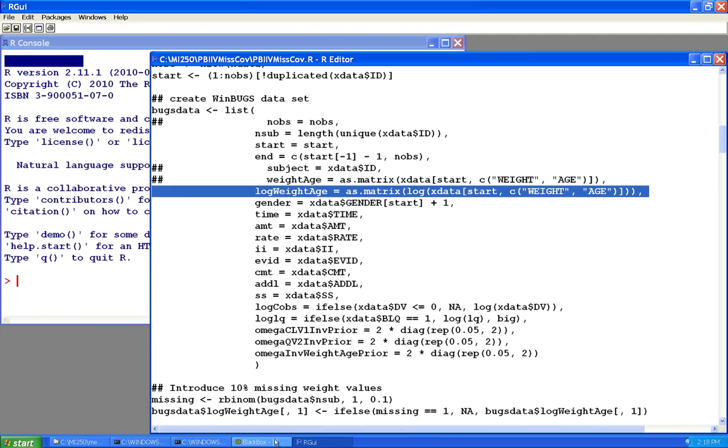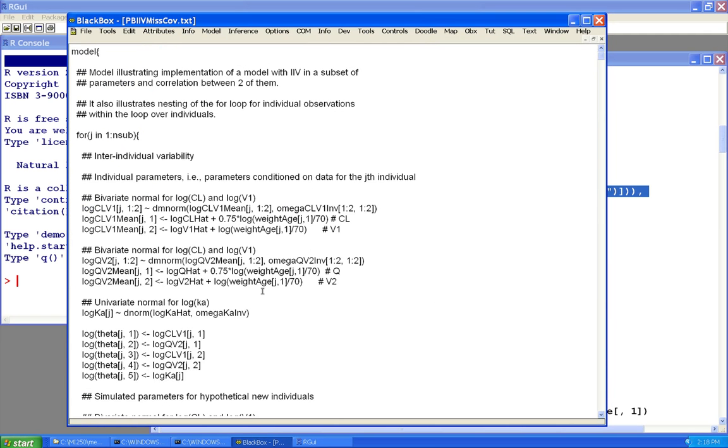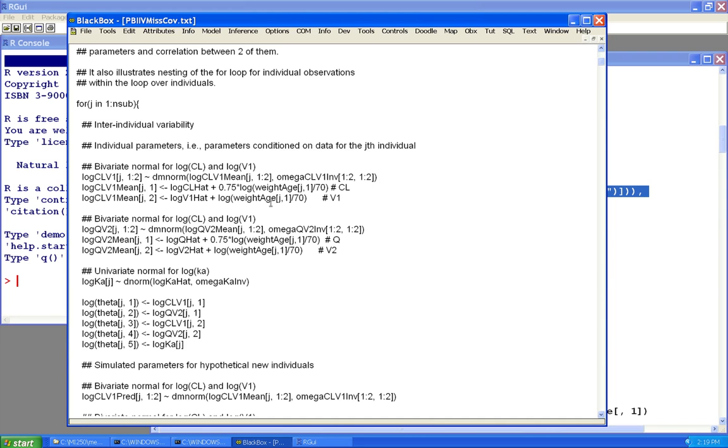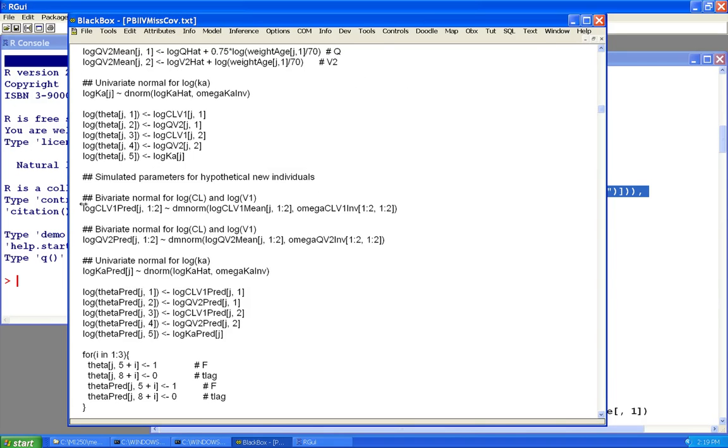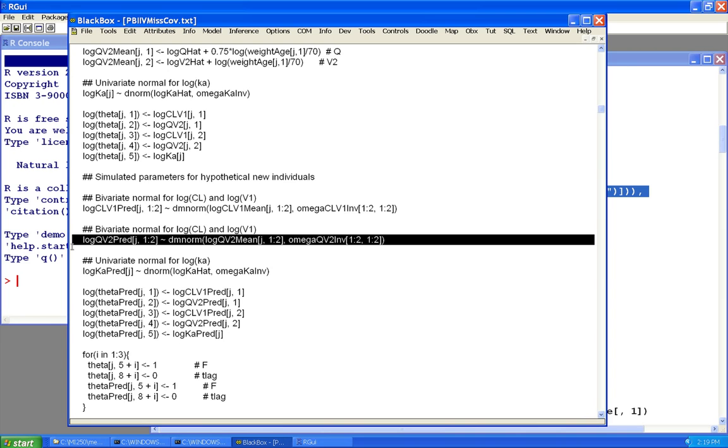So let's go back to the BUGS code over here. So we've got our weight age thing here. A lot of the rest of this again is the same. Of course, I had to change the call for our posterior predictions too. So you see all over again this log Q V2 pred here to simulate individual level values of those. A lot of the rest of this is same old, same old.